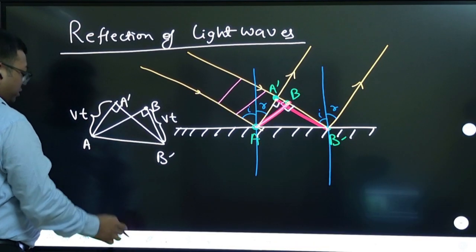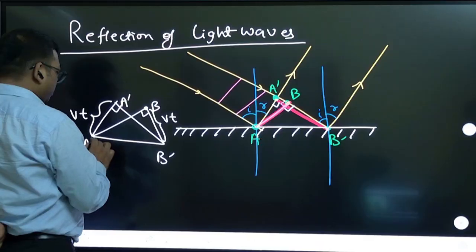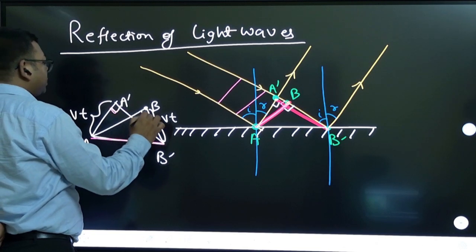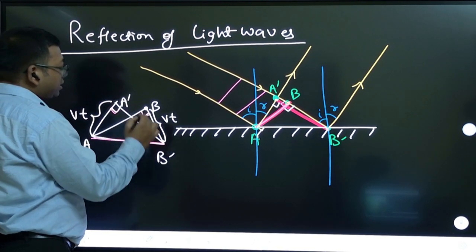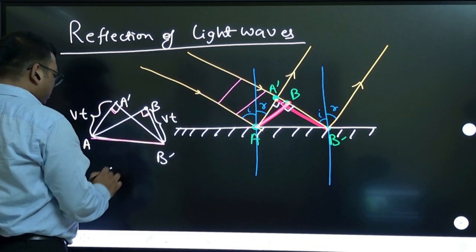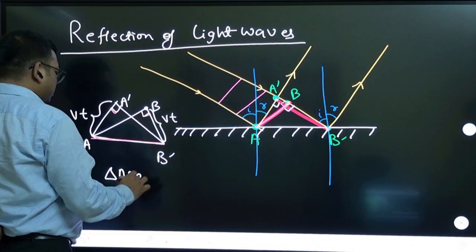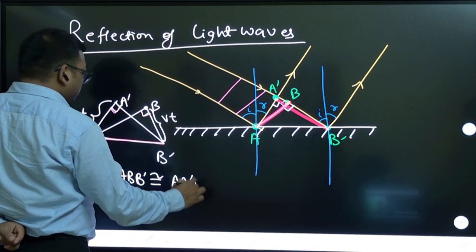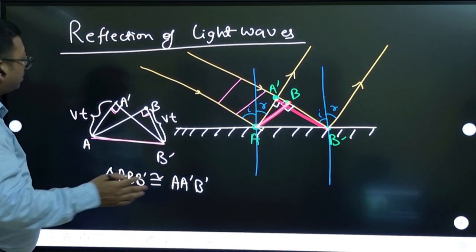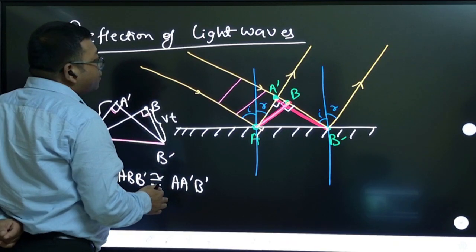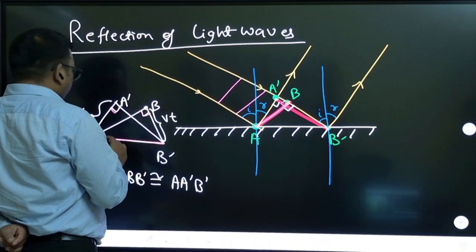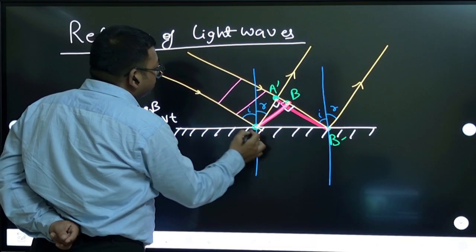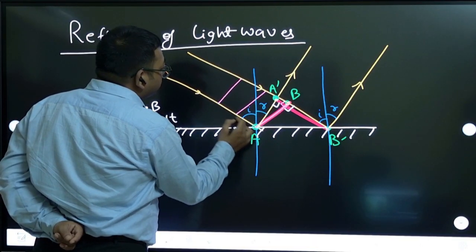Now if you take these two triangles, they become congruent because AB dash is common, these angles are 90 degrees, and BB dash and AA dash are equal. So triangle ABB dash becomes congruent to triangle AA dash B dash. Congruent means corresponding parts are going to be equal. So note that here, which angle is I? I is the angle between this and this.